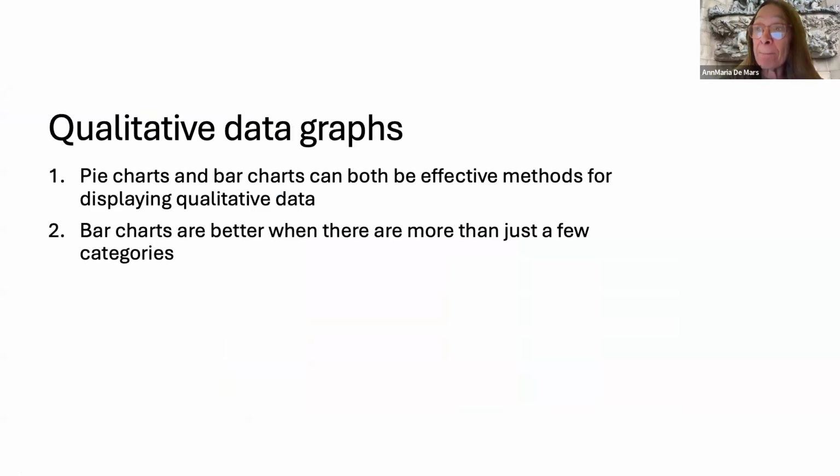Both pie charts and bar charts are effective for qualitative data. Remember we talked about qualitative data? Bar charts are better when there are more than just a few categories. They're better for comparing across variables.